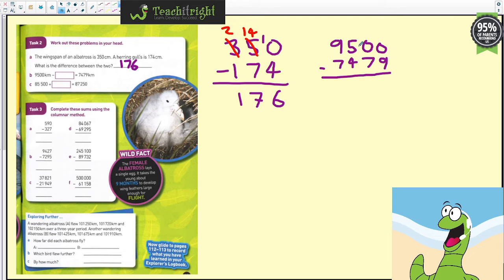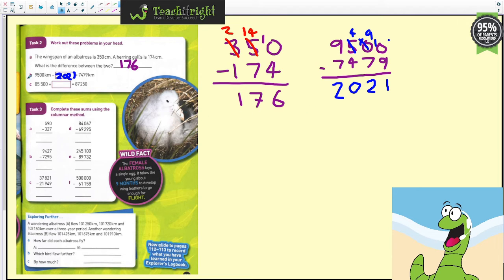So 9 take away nothing I can't do, so I want to borrow from here. There's nothing to borrow, so I have to borrow from the next one. That means my 500 becomes 400. But this means this now becomes a 10. And now it's a 10, I can borrow from it, so it becomes a 9, which turns this into a 10. And then we can do 10 take away 9, gives us 1. 9 take away 7 gives us 2. 4 take away 4 is nothing. 9,000 take away 7,000 is 2,000. So we're left with 2,021 as being the number we would need to take away. And you're more than welcome, if you've got a little calculator nearby, to then just check it. That number take away that number will equal that number. How clever is that?